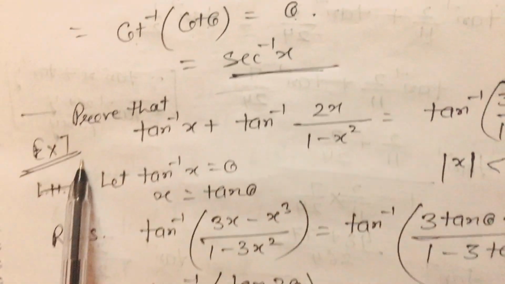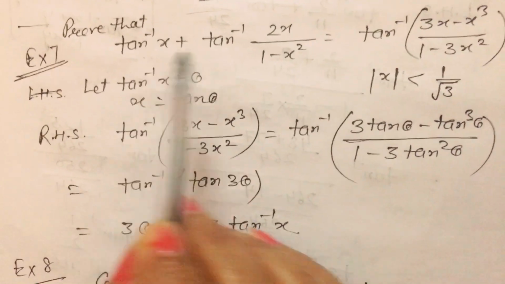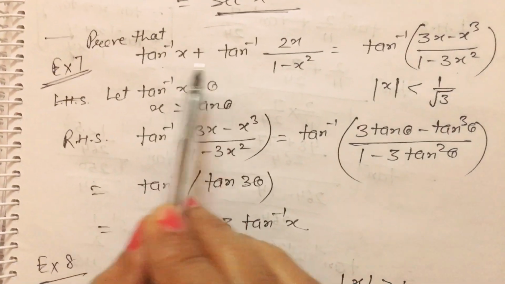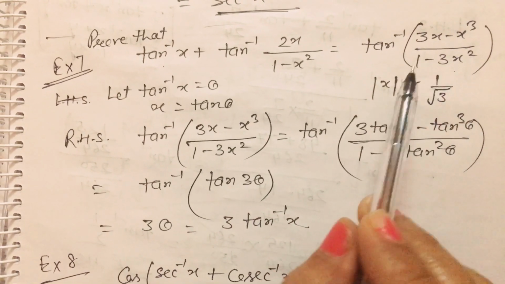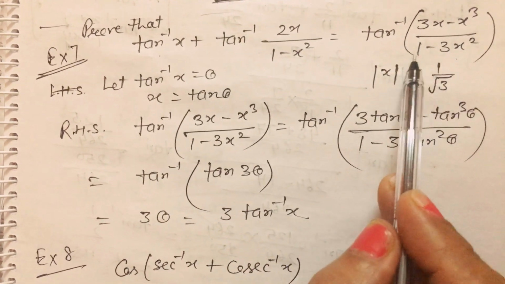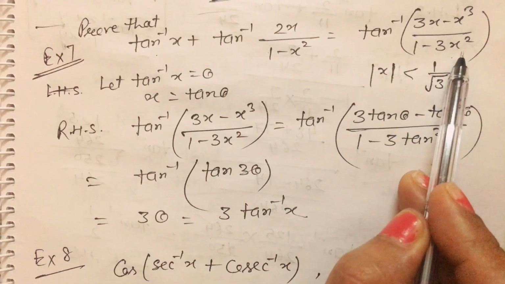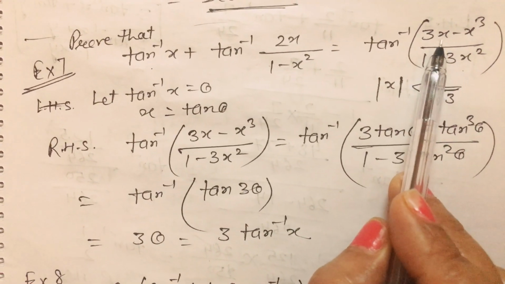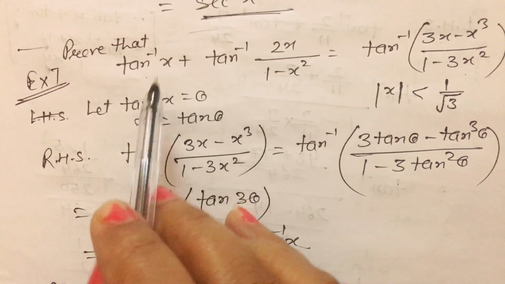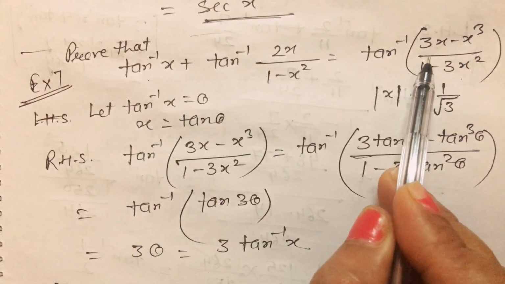come to example number 7. Prove that this is equal to this. So in this example, we have tangent inverse x plus this is equal to this. We read about one formula, 3 tangent theta minus tangent cube theta upon 1 minus 3 tangent square theta. So if we put tangent theta in place of x, then we will get the same formula.